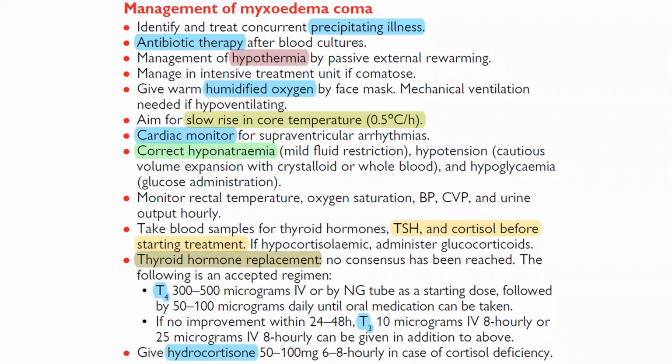And don't forget that this will be well covered next Friday, inshallah. In neonates and children, the dosage for replacement therapy is different. For the neonate, for example, we start with 10 to 15 microgram per kilogram per day.